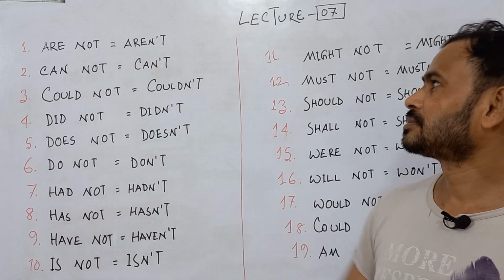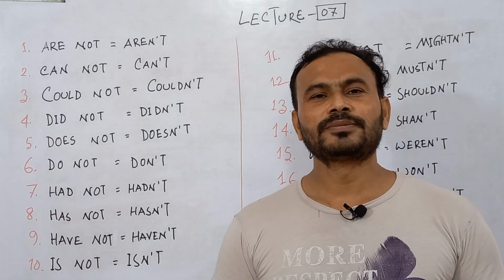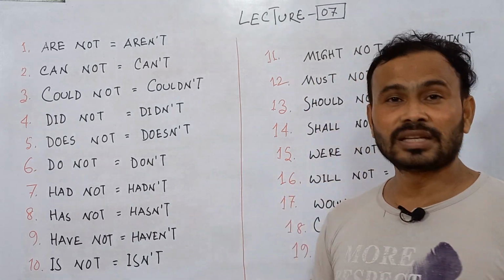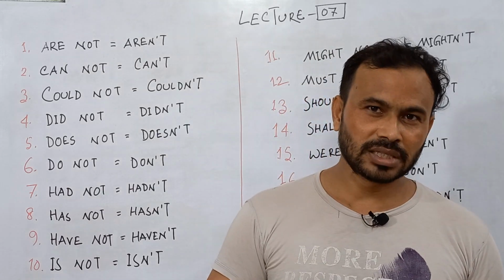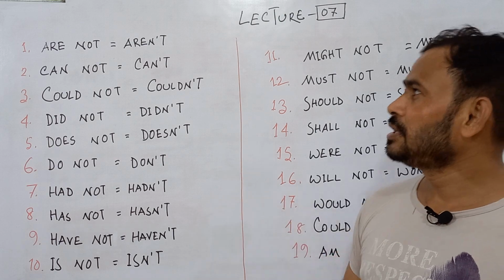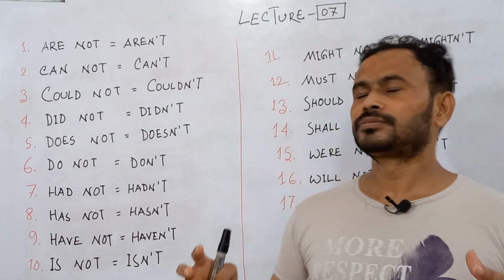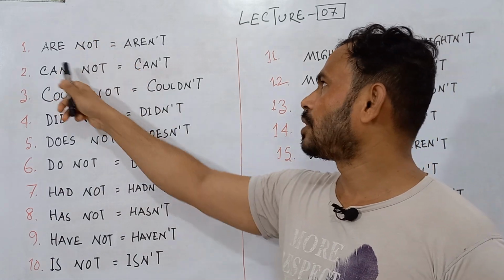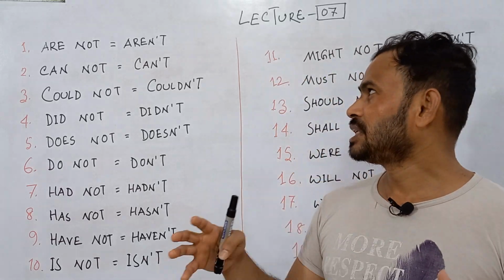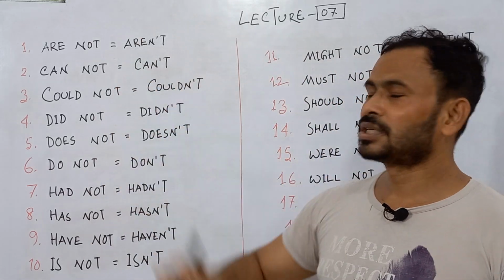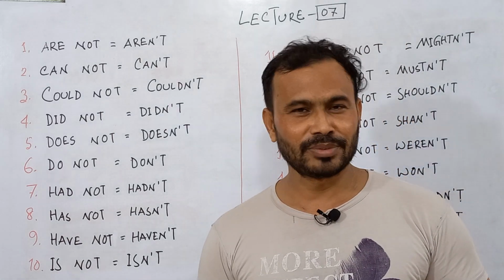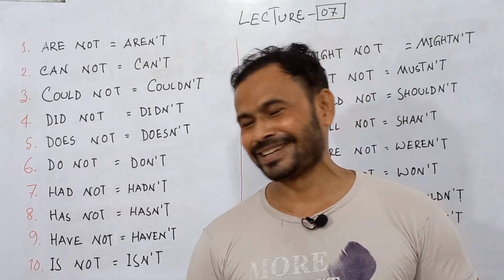Okay, if we say one sentence, which is: we are not going to cinema today. We are not going to cinema today. So friends, if we use the contracted form of are not, the sentence would be: we aren't going to cinema today. We aren't going to cinema today. Okay, so it's very interesting.